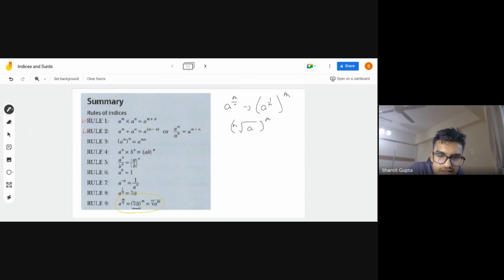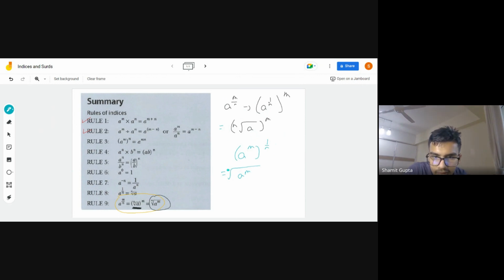This is this version of it. They also have another version of it. You'll be like, how did they get this? Well, it's almost the same thing. Instead of taking it as a to the power 1 over n, to the power m, you could think about it as a to the power m, to the power 1 over n. So it becomes the nth root of a to the power m. So you'll notice that these two are actually the same thing.